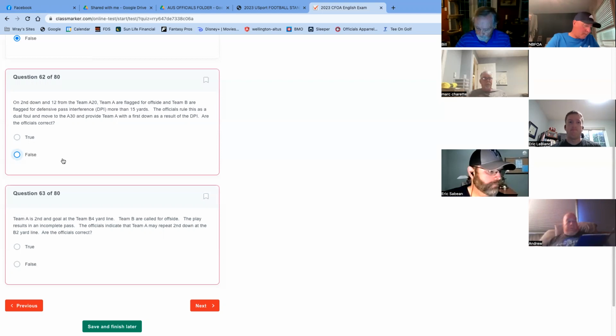False. 8-6-2F. That's what I got. I had true, but 8-1-4. I think you have to read further on. It's a dual foul. They don't get the automatic first. It's pass interference, so automatic first down in a dual foul situation? So it would be second and two at the 30, am I correct? Yes, that is correct. What was the reference again for that? 8-6-2F. Thank you.